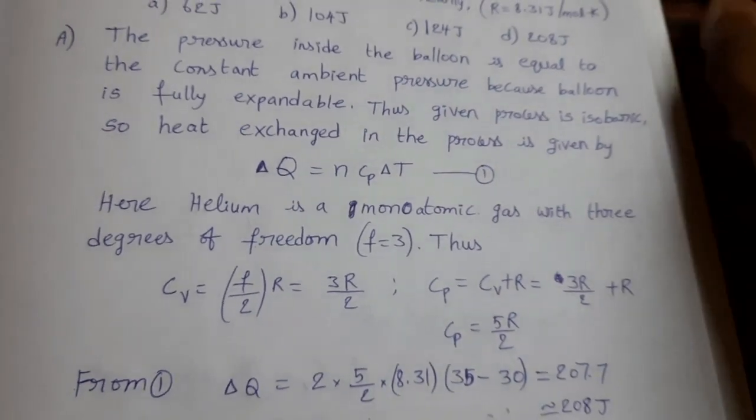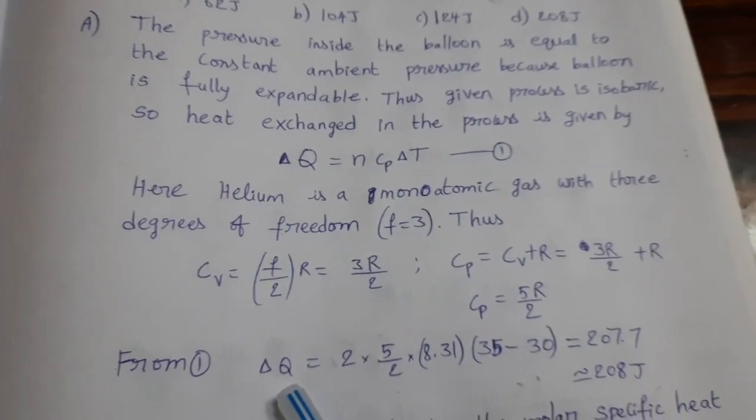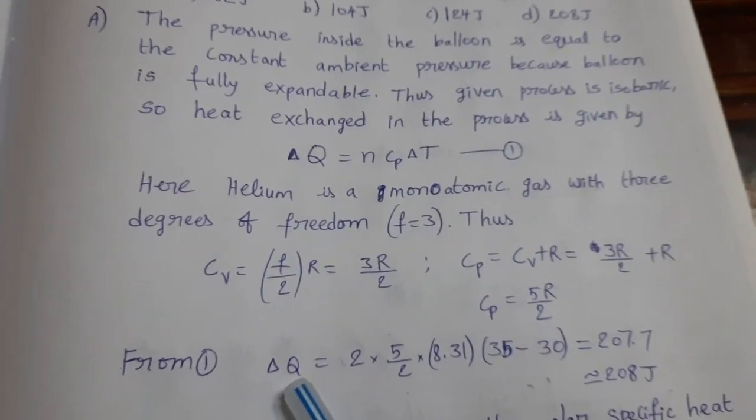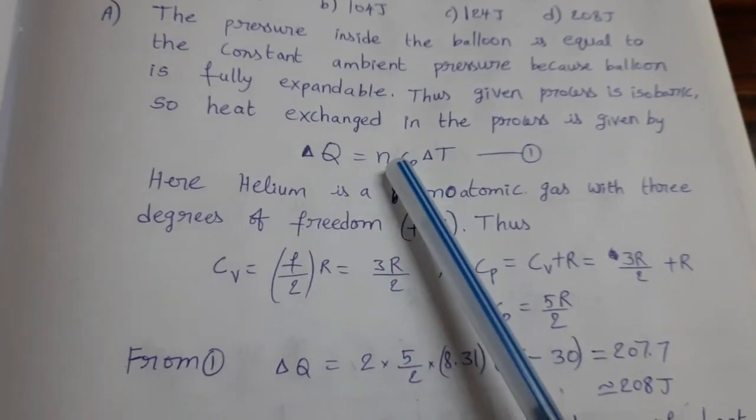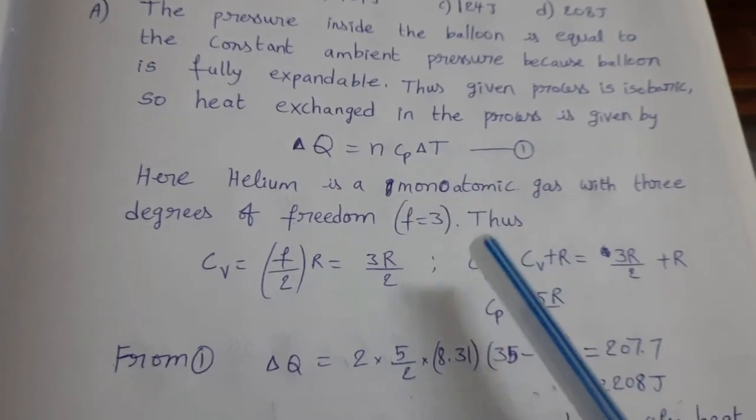From equation 1, we have to find out delta Q equal to, substitute the values, number of moles 2, Cp value, this one, R value.